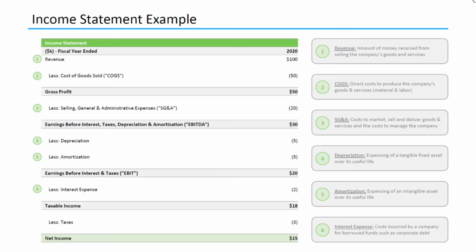Once we subtract depreciation and amortization from EBITDA, we arrive at our next earnings metric called earnings before interest and taxes, known as EBIT or operating income. Then we subtract out interest expense, which are the costs incurred by a company for borrowed funds, such as corporate debt, and then we arrive at taxable income, which we use to calculate our taxes for the year, and once we subtract out that, we arrive at our last profitability metric, which is known as net income.